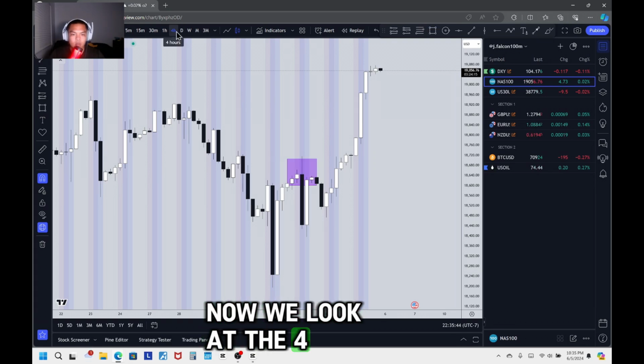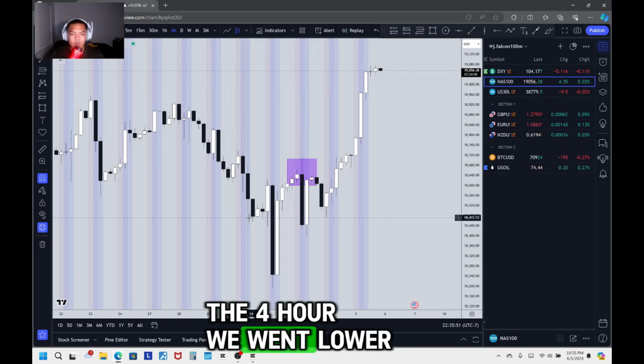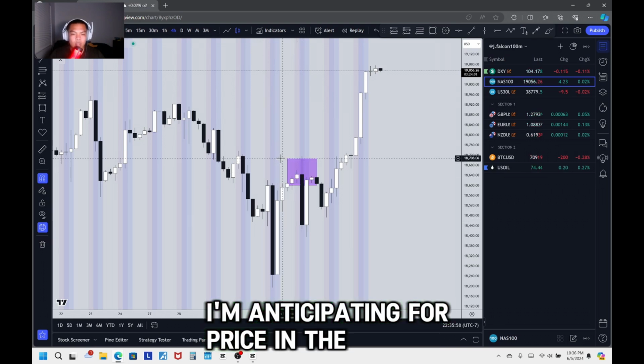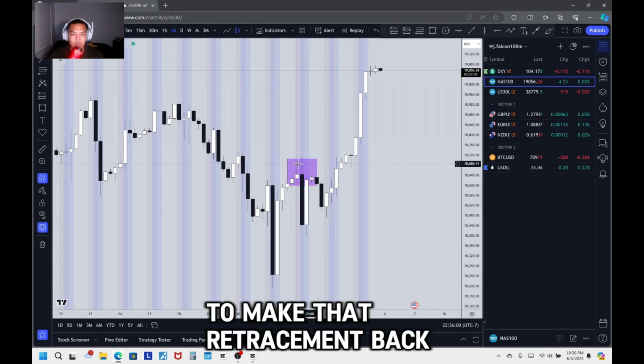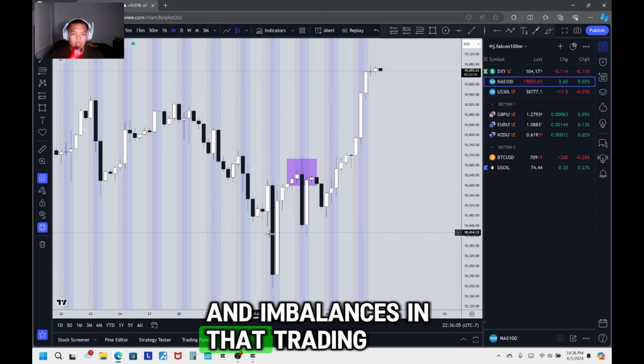Now we look at the 4-hour time frame. We're going based off structure. Me understanding structure in the 4-hour, we went lower low, lower high, lower low, price made a new high. Whenever price makes a new high, I'm anticipating for price in the smaller time frame to distribute to make that retracement back down to some orders and imbalances in that trading range.